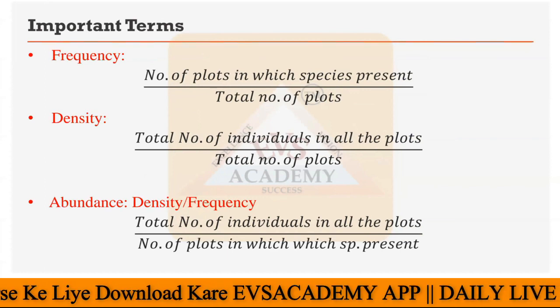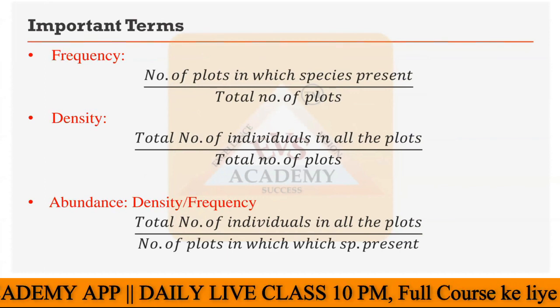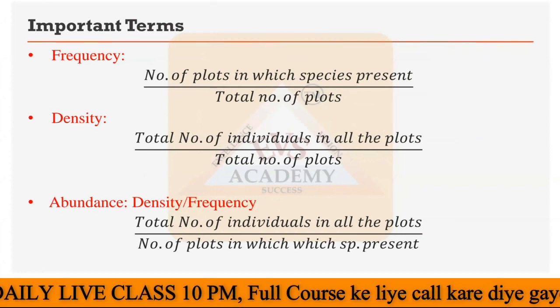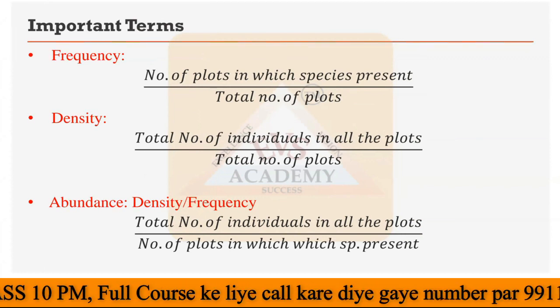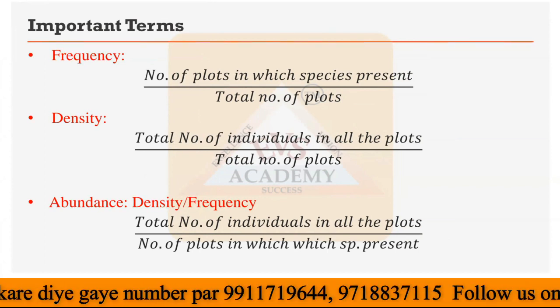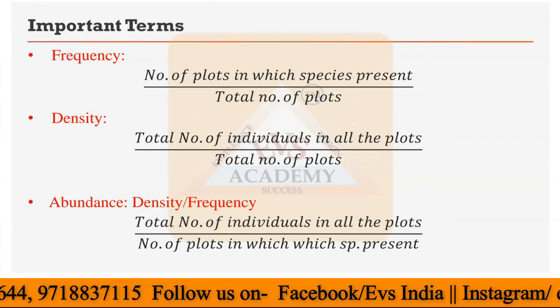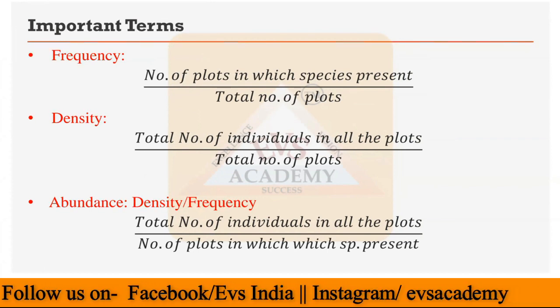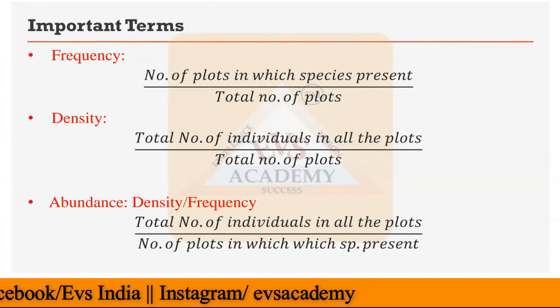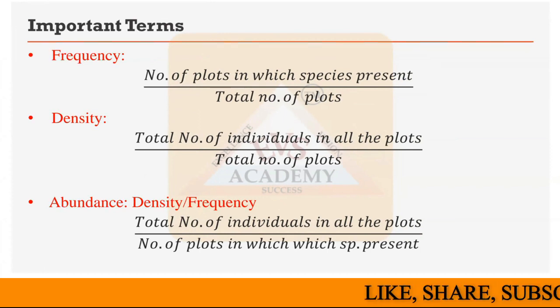Then the next terms that we have to discuss are the formula based terms. The first thing is the frequency. Frequency of what? Frequency of the species you can find abundantly in the environment. So it is the number of plots in which the species is present divided by the total number of plots. Suppose you want to see how rich or how frequent any species is in the environment. Suppose I select my garden.